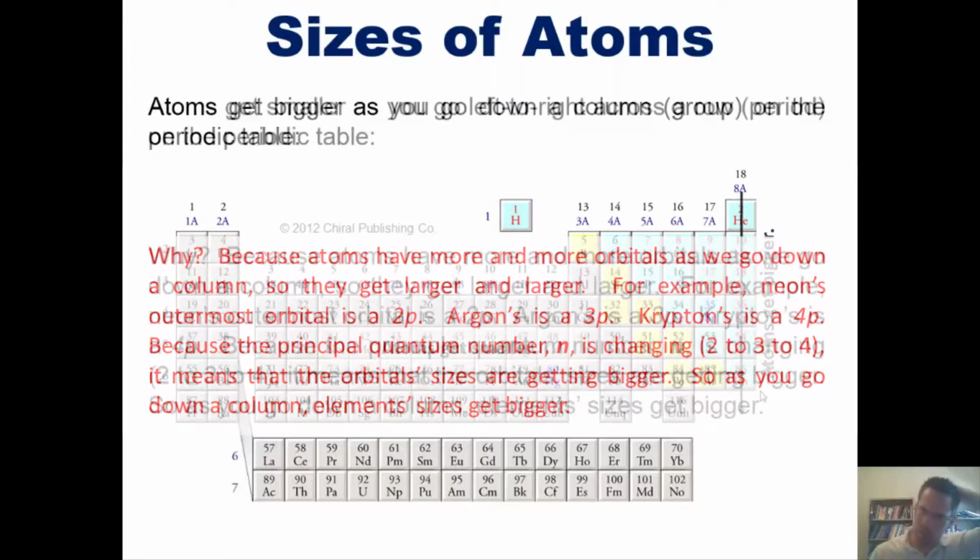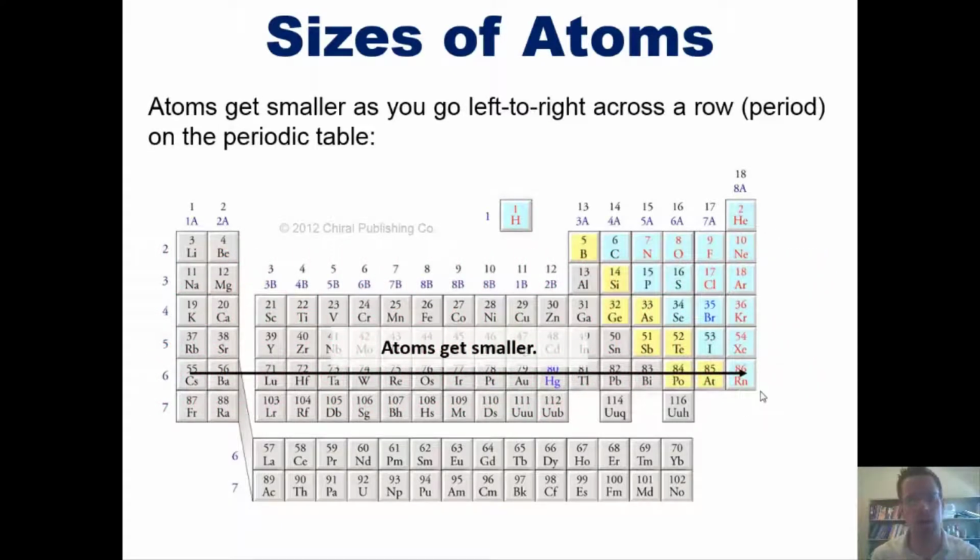Now, this is not as intuitive, but atoms actually get smaller as you go left to right across a row or a period. As you think about this, you might wonder why. Because as you go across a row from left to right on the periodic table, you're getting more electrons added to each element. For example, oxygen has one more electron than nitrogen, which has one more electron than carbon, and so forth. So you might be tempted to think, well, oxygen should be bigger than nitrogen, and nitrogen should be bigger than carbon because you're getting more electrons. As it turns out, it's the exact opposite. Oxygen's smaller than nitrogen, which is smaller than carbon, which is smaller than boron.